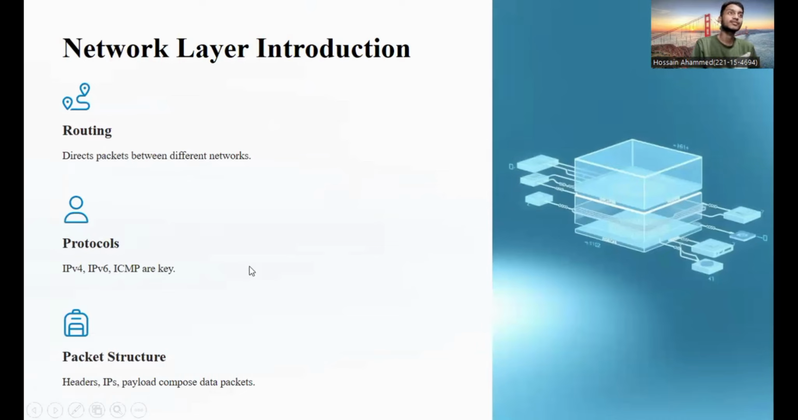Network layer introduction. The network layer basically works in routing, protocols, and packet structures. Routing means it sends packets between different networks, and it has some protocols like IPv4, IPv6, and ICMP that are the key. Here IPv4 is 4 octets, that means it has a total of 32 bits, and its packet structure uses headers, IPs, and payload composed for data packets.